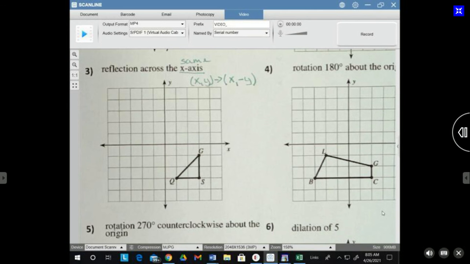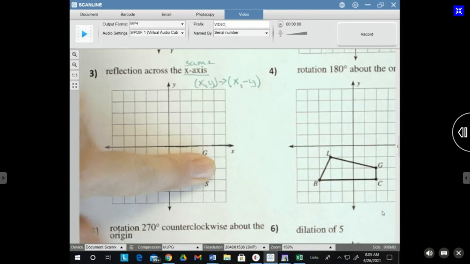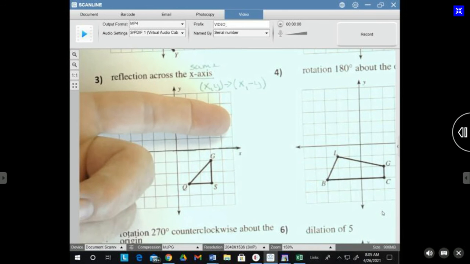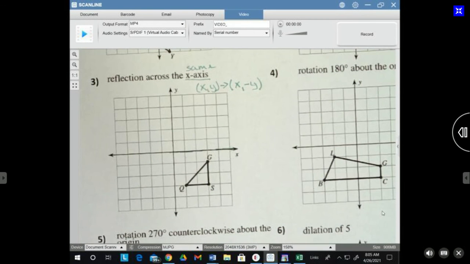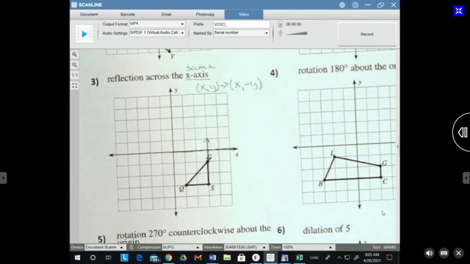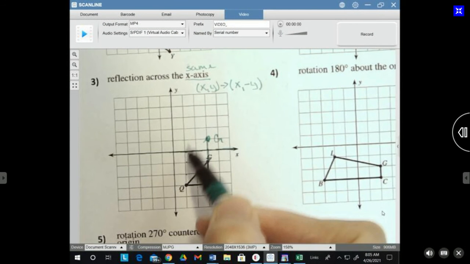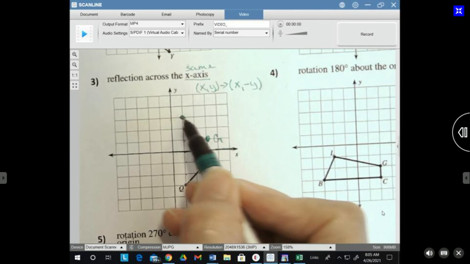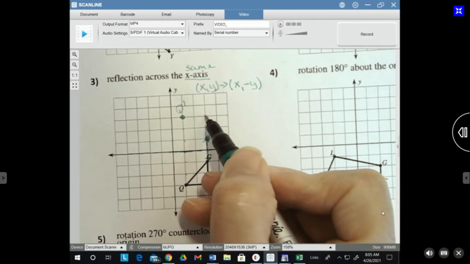Since I'm flipping over this axis, that means I got to start one way and flip over the next. You've got to actually flip it over. I still see a few people sliding. You should have this from Friday or Thursday. But that means since G is 1 down, you're going to go 1 up. So G prime. Q, 1, 2, 3 down. 1, 2, 3 up. Q prime. S, 3 down, S prime, 3 up.